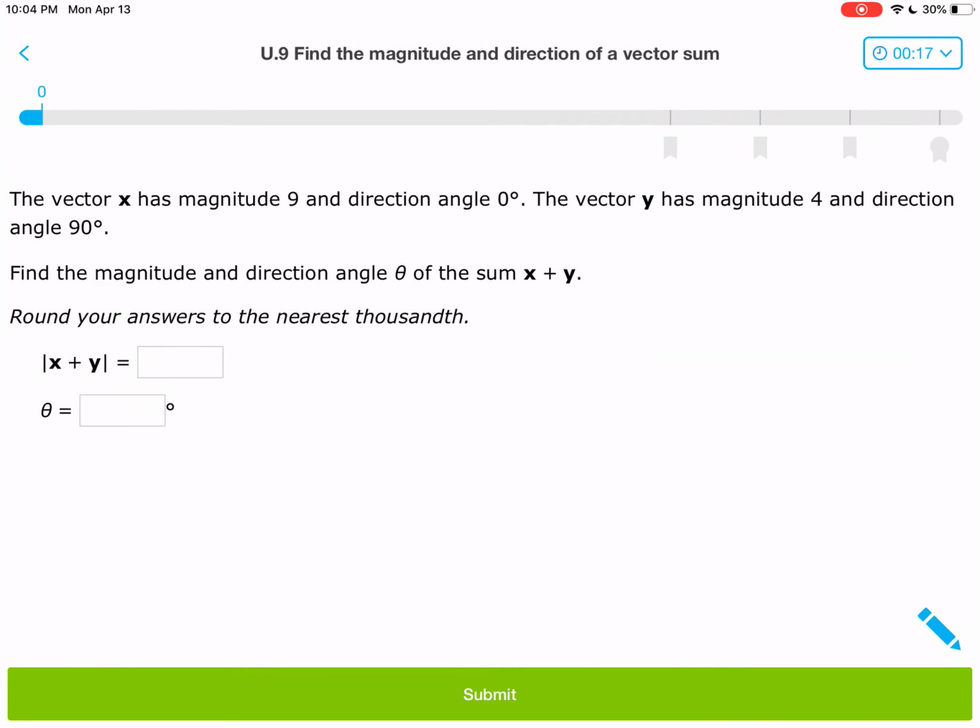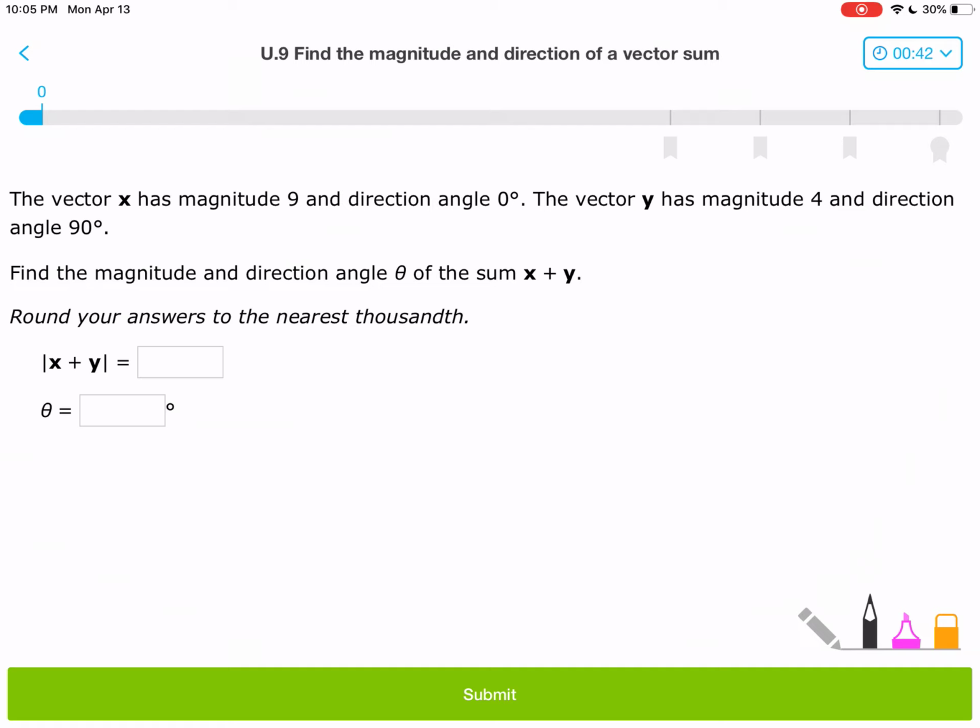Okay, so we're already here. So U.9, find the magnitude and direction of a vector sum. The vector x has a magnitude of 9 and a direction angle of 0 degrees. The vector y has a magnitude of 4 and a direction angle of 90 degrees. Find the magnitude and direction angle theta of the sum x plus y.